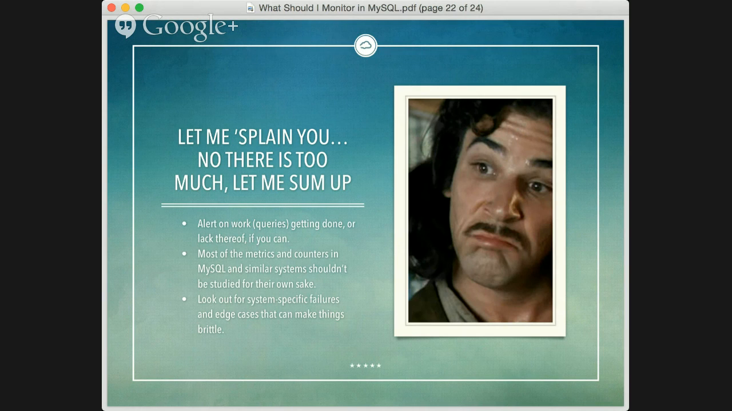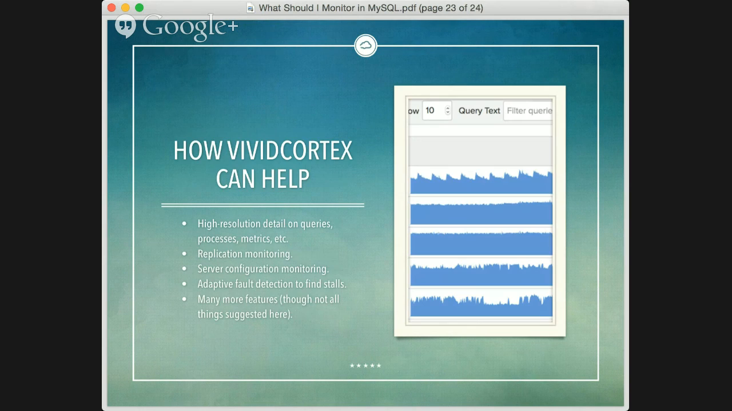And then do plain vanilla simple monitoring of the basic brittle edge cases in your specific product. So, replication, for example, or failure to log in, that kind of Achilles heel in MySQL, DNS lookups that I was mentioning earlier.